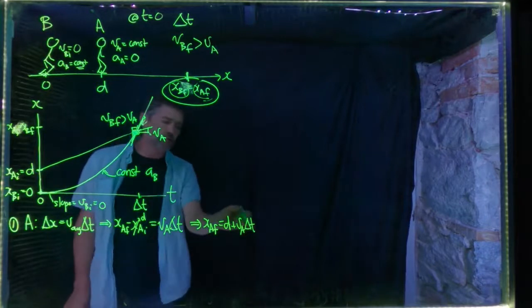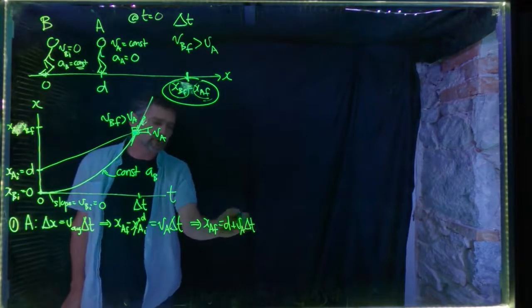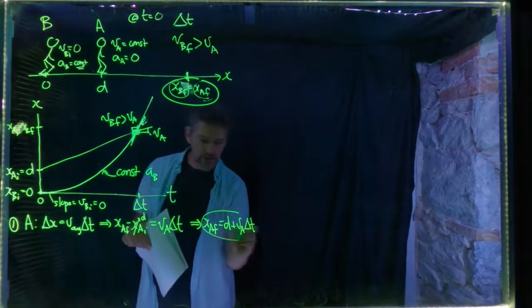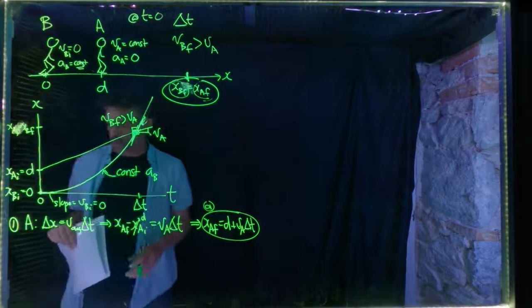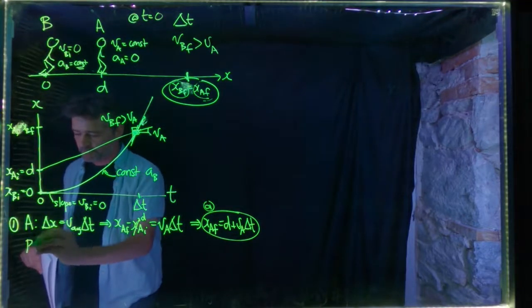So when the time is 0, Alice is at position D, and then her position increases linearly with time at a certain rate, v Alice. Okay, so that's one of the equations. Let's call that equation A. Okay, and then let's write down the first kinematical equation for Bob.